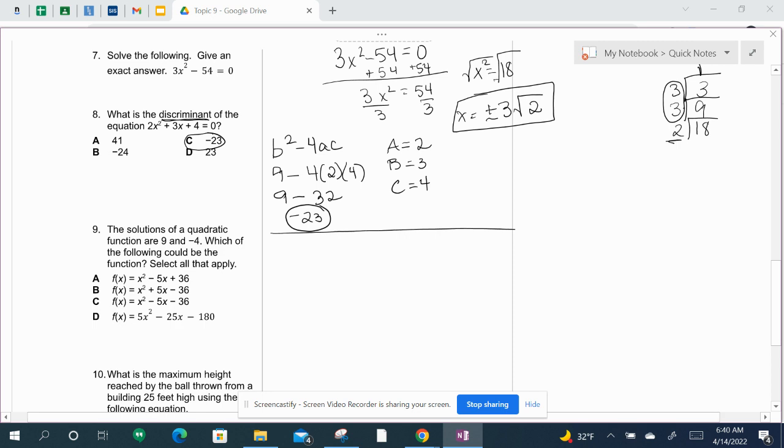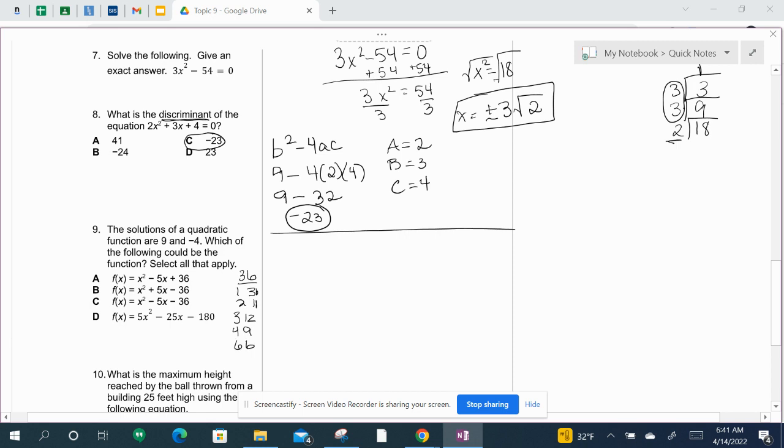and we could FOIL or use box method to multiply backwards. Either way works just fine, but I'm going to go ahead and start by looking at factors on each one of them and see if I could figure that out. So because they end in 36, at least the top 3, I'm going to go ahead and just list the factors of 36 here. 1 and 36, 2 and 18, 3 and 12, 4 and 9, and 6 and 6.